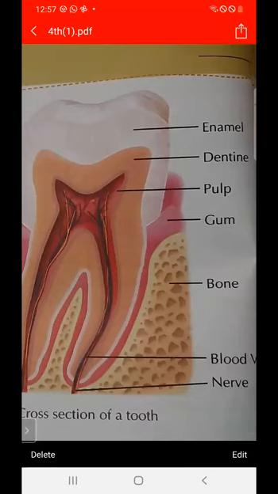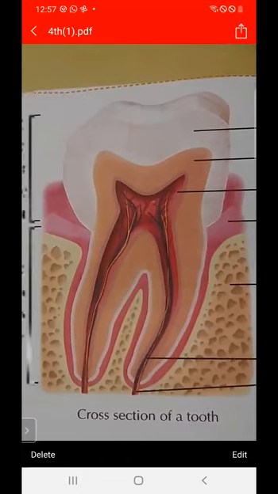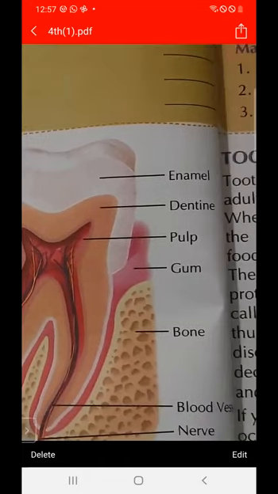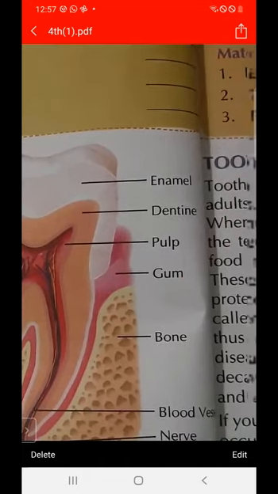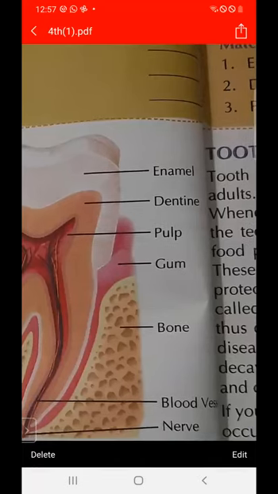So you have to remember the parts of the tooth, crown and root. And what are the three layers of the tooth? Enamel, dentine, and pulp. And which is hardest? Enamel. And after enamel, dentine. And what is the function of dentine? Dentine protects the pulp. And what is the function of pulp? It gives nutrition to the tooth.